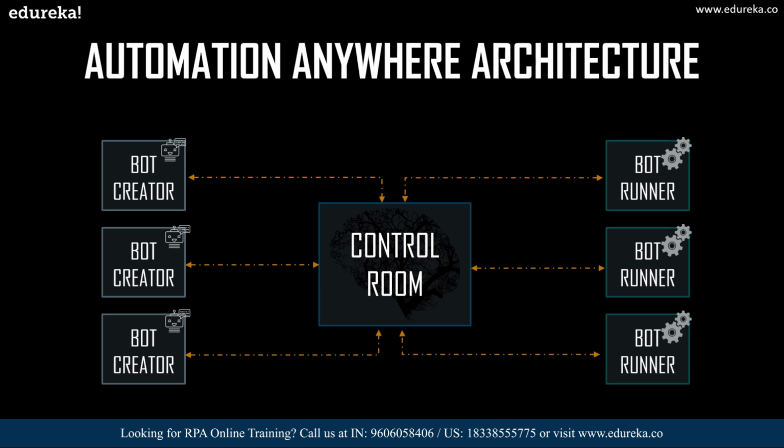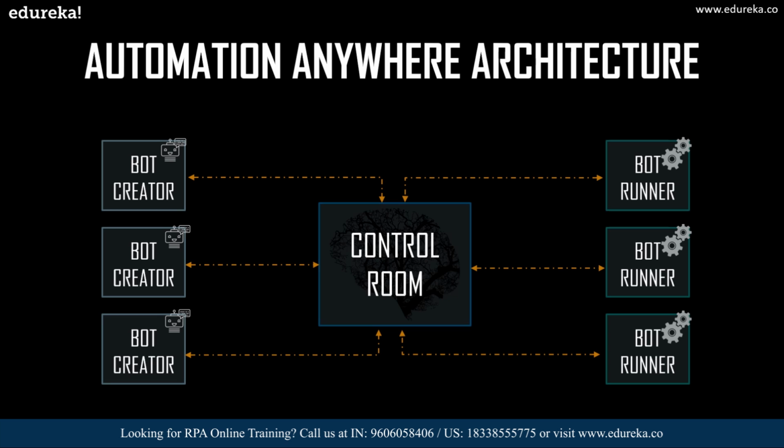Now, finally, coming to bot runners. Well, the bot runners are used to execute the bots. Multiple bots can be executed in parallel, but they cannot update or create an automation. They are runtime clients which are installed on Windows machines and can report back the execution log status to the control room.